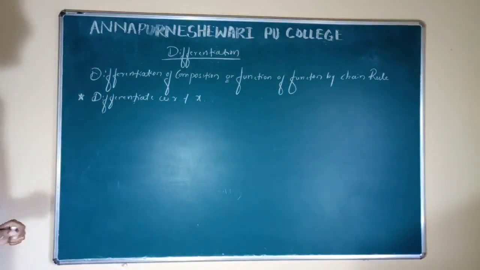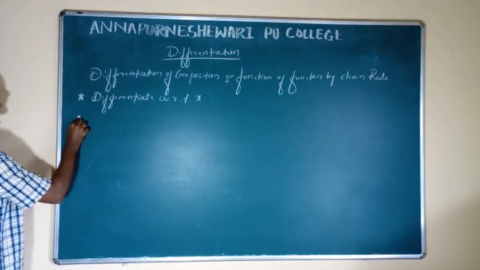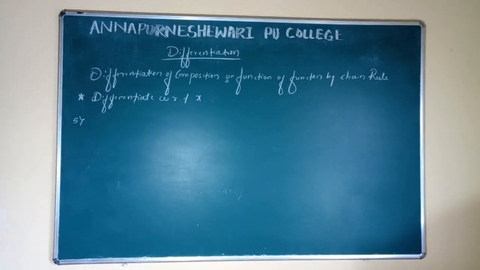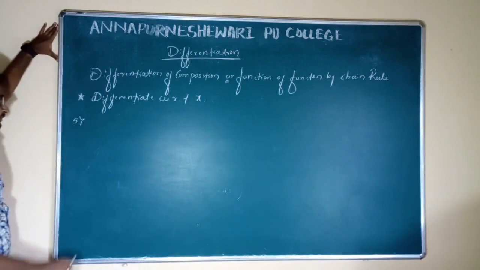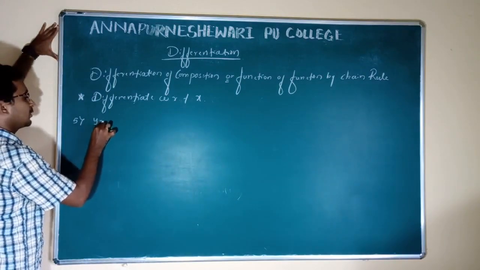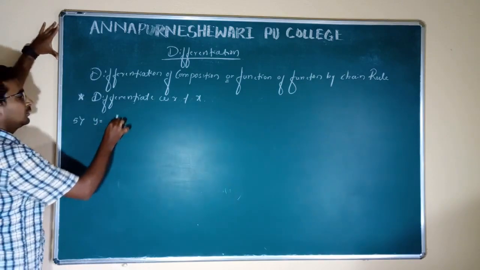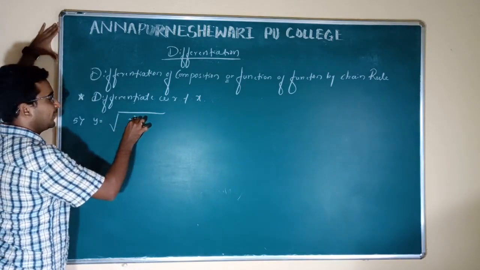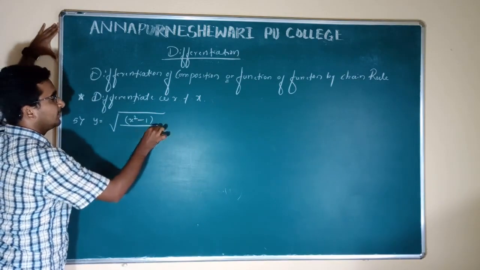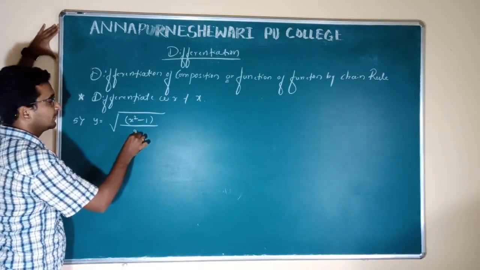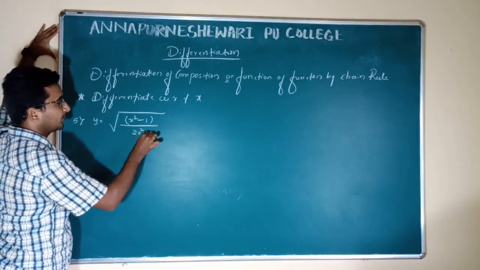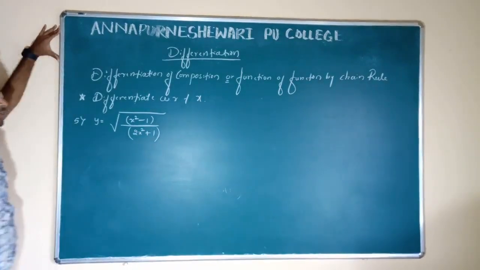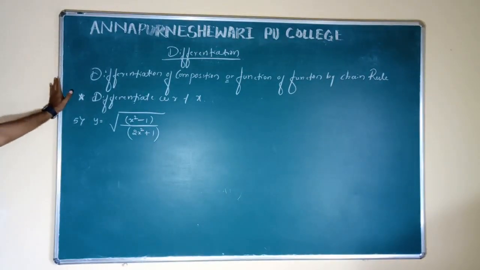Next, example number 5. Example number 5. When I take y equal to whole root of x square minus 1 divided by 2x square plus 1. Whole root of x square minus 1 divided by 2x square plus 1.